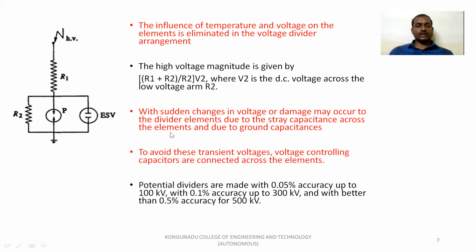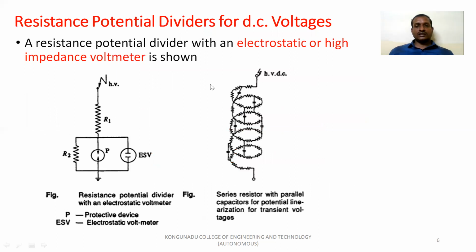With sudden changes in the voltage, damage may occur to the divider elements due to the stray capacitance across the elements and the ground capacitance. To avoid these transient voltages, voltage controlling capacitors are connected across the elements, as we already discussed in this diagram. The capacitor is connected across the elements. This is the series resistor with the parallel capacitance for potential polarization against transient over voltage.